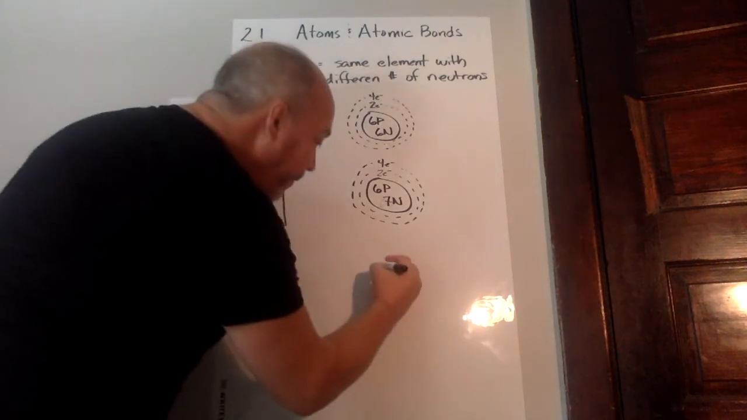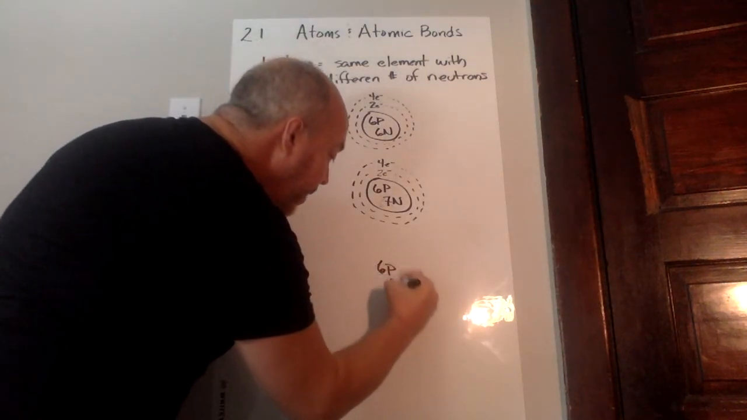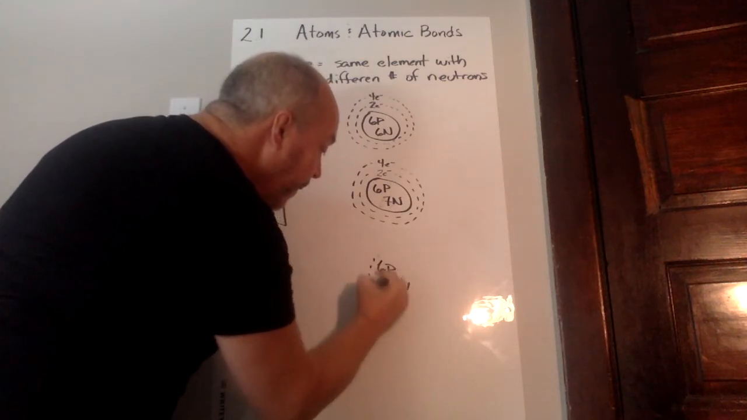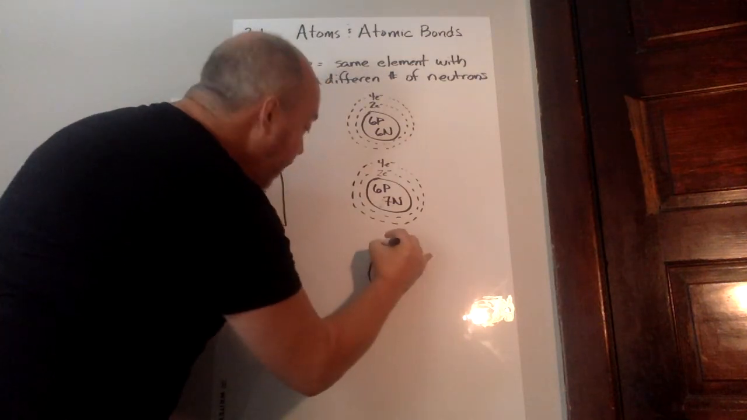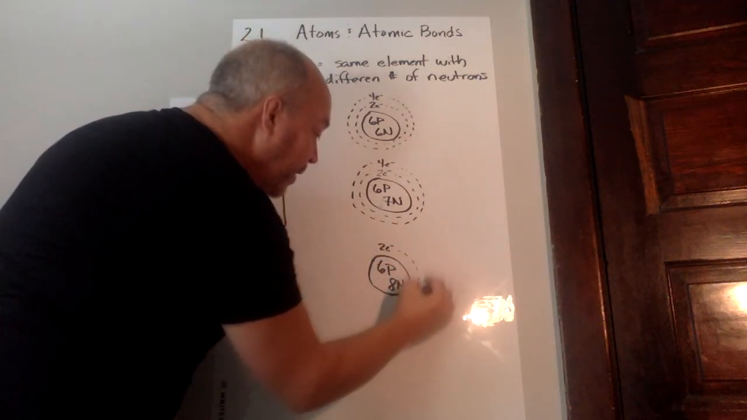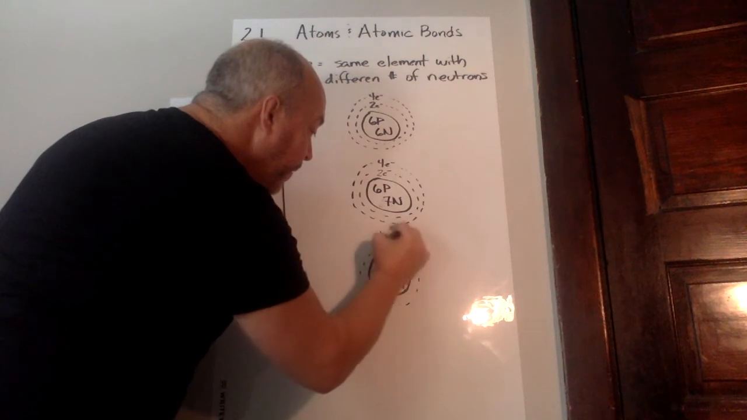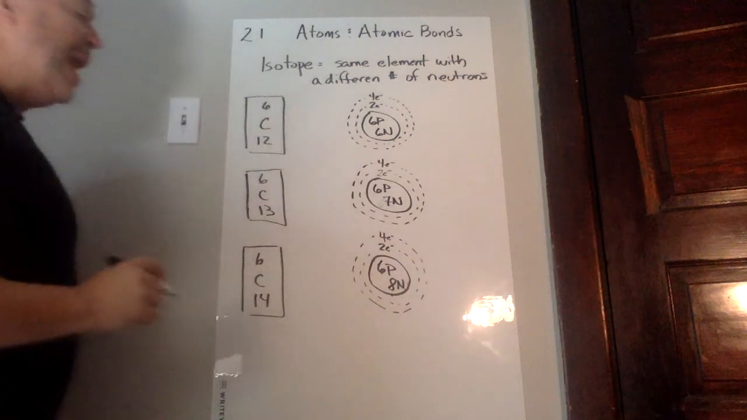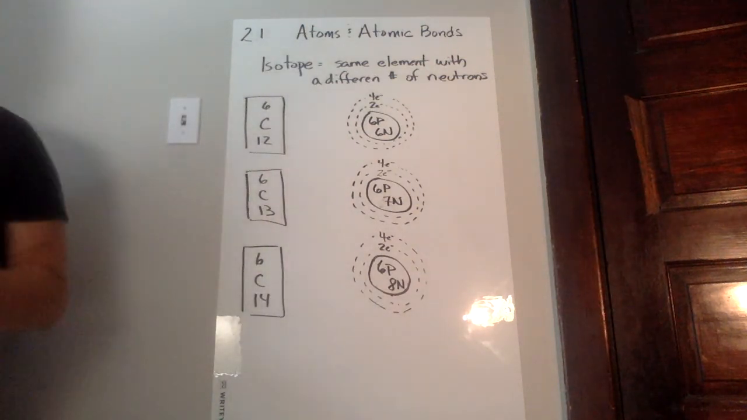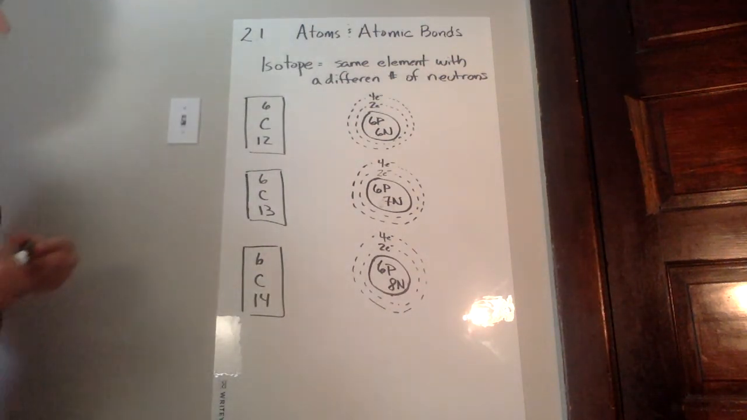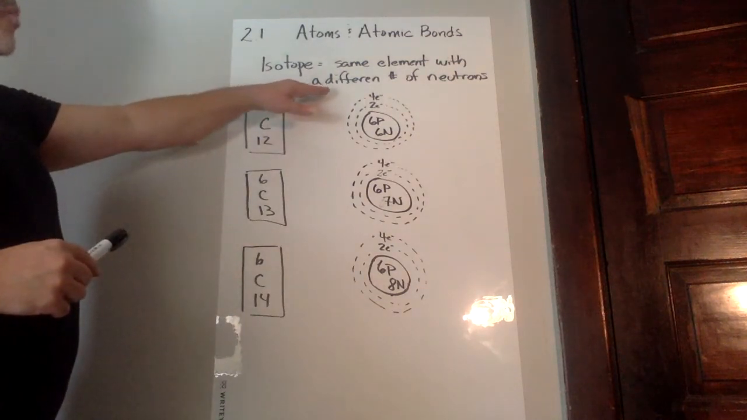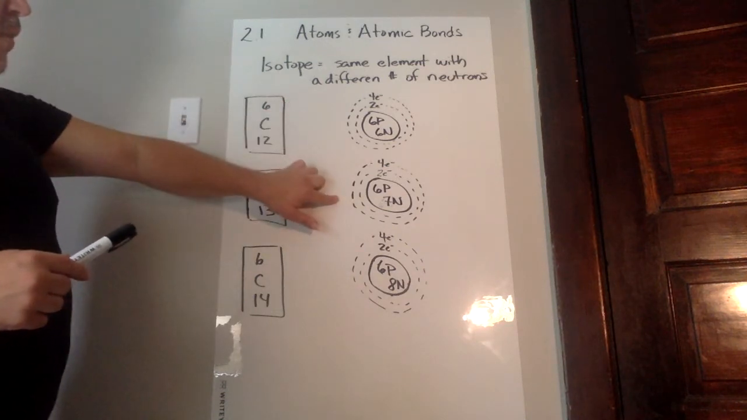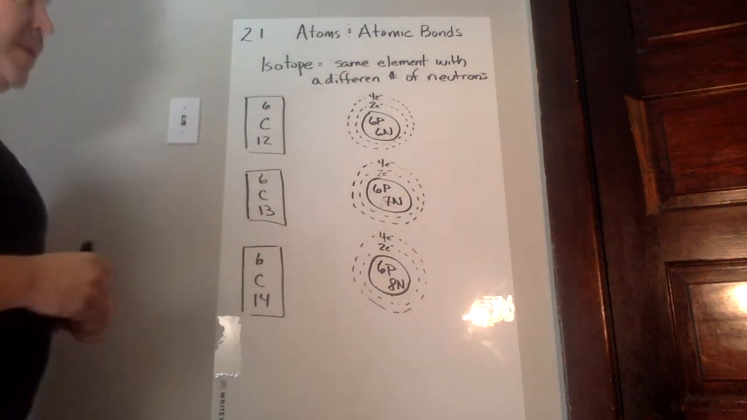C14 is going to go one step further. Now we have 6 protons, we have 8 neutrons, because 14 minus 6 is 8. We have the same 2 electrons in that first shell. We have the same 4 electrons in that outer shell. So carbon can have many different forms. If it changes the number of neutrons, we have different isotopes. So this is the C12 isotope, the C13 isotope, and the C14 isotope.